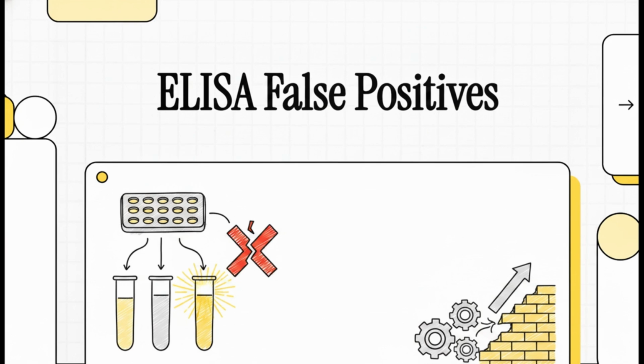Suddenly, a signal appears where there should be absolutely nothing. It's a massive bottleneck that stops projects dead in their tracks. So today, in this explainer, we're going to break down exactly how to troubleshoot this effectively, step by step.